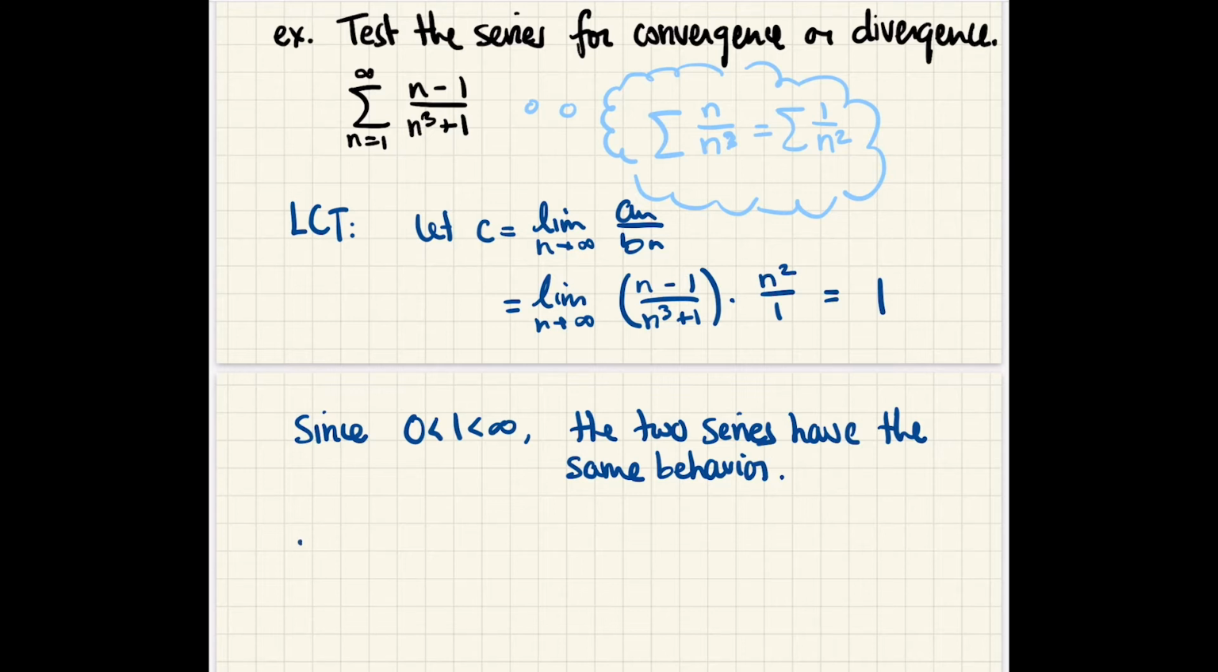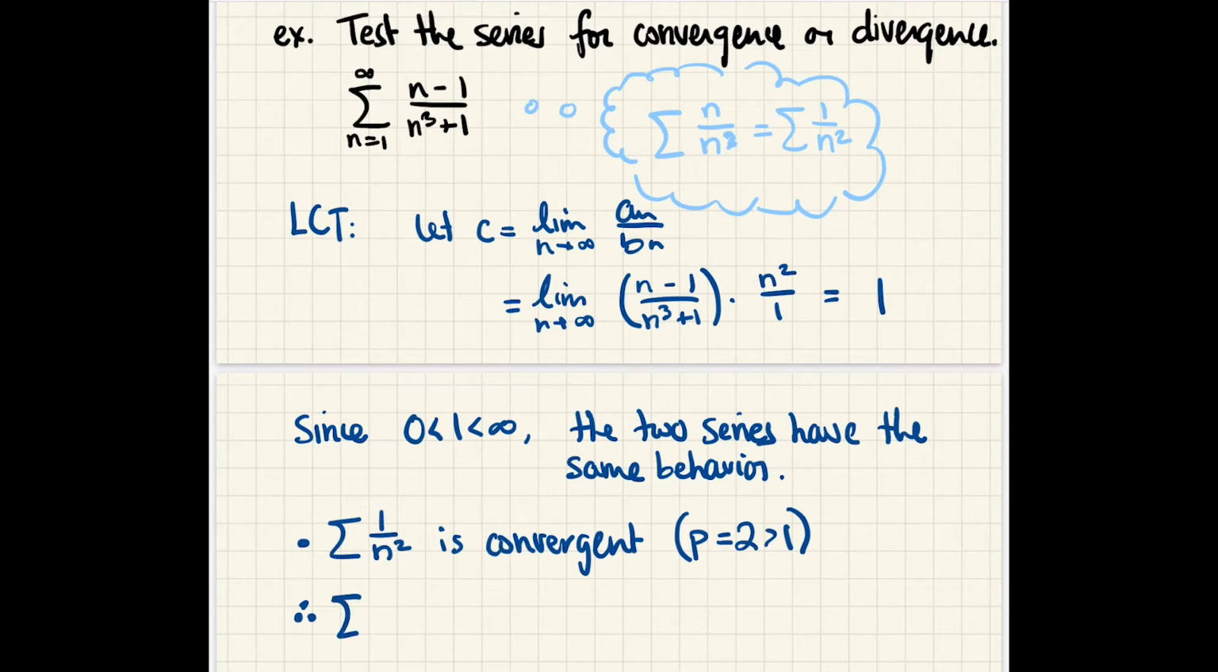Okay, well, what is the behavior? Well, the easy one, the one we compared to, this guy's convergent. Why? It's a p-series. 2 is strictly greater than 1. So our conclusion is that the series that we're interested in is also convergent. And there we are.